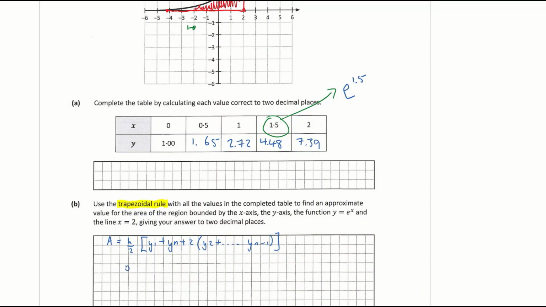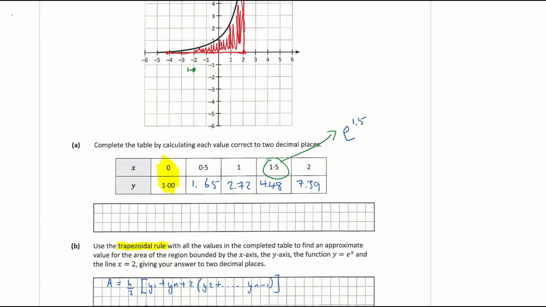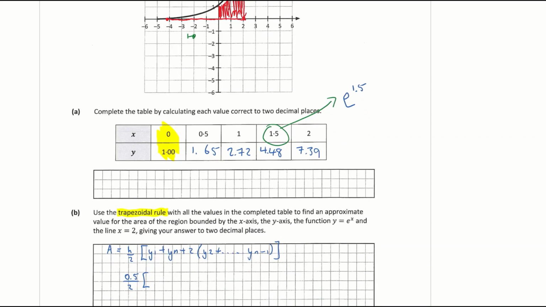As I fill that in, I would have 0.5 over 2, bracket y1. y1 stands for my first height. So my first height where they want me to start, they've given us in the table here as 1. If I come back up to my picture, the area of the curve that they actually want me to find is not the full curve. They actually just want me to get this part of the curve. That's all they want the area of, because they want me to start at 0 where it joins the y-axis.